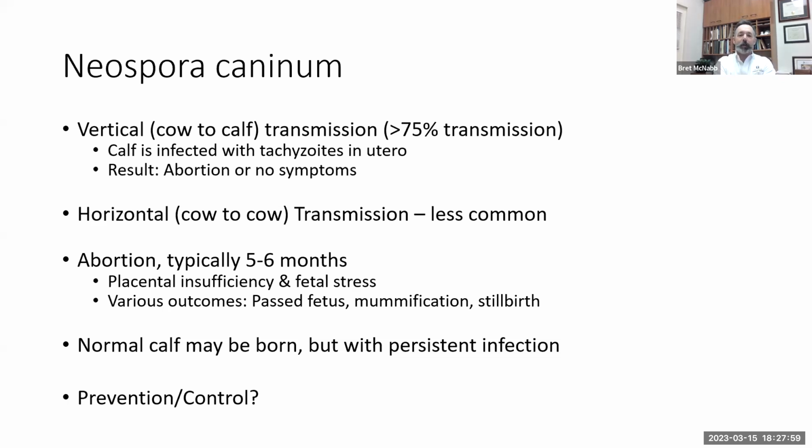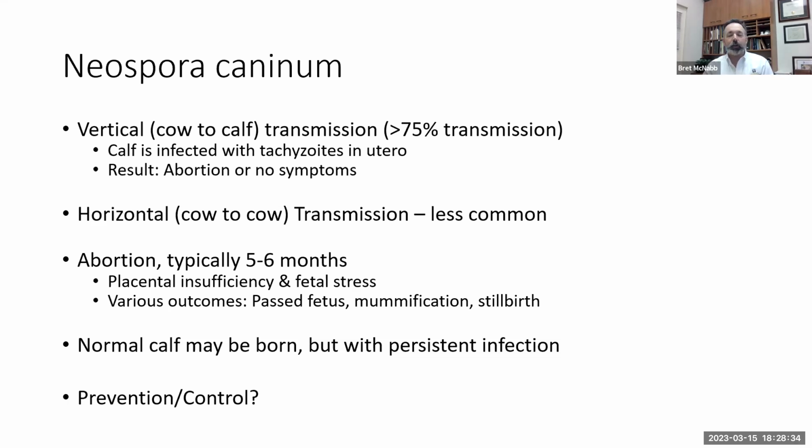Very commonly, they're going to be mid-pregnancy abortions. So again, 5 to 6 months of pregnancy. And we'll see them pass a fetus. We'll also see neospora result in mummification, probably more commonly than other causes. So if we're going in because she hasn't calved and we're palpating her to see what's wrong, we might actually be able to palpate a hard mummified fetus in her uterus. And based on the size of it, we might estimate when that fetus died during pregnancy.